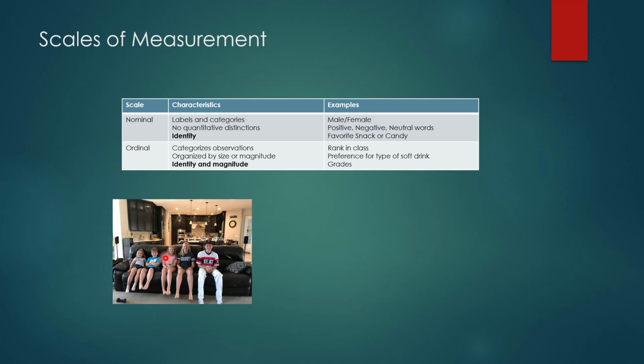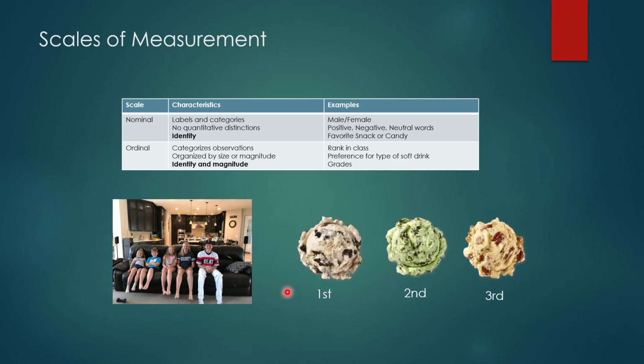But we don't necessarily know is there the same difference in height between all these individuals? Or do we have a small difference, and then a big difference, and then another small difference? So we don't know that the incremental changes are the same. Same thing here, we have ranked. So a lot of times when you see like first, second, third, smallest to largest, something like that, you know you have an ordinal scale. So anything that involves ranking.